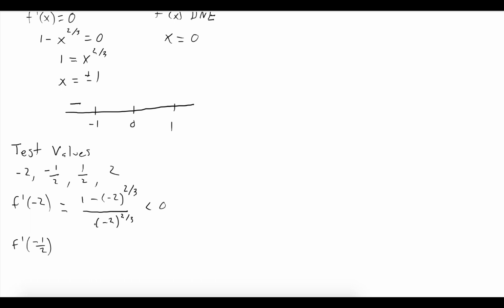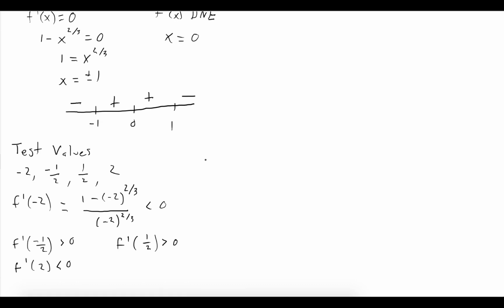And if we were to plug in negative 1/2 into the derivative, we'd get a positive. If you were to plug in positive 1/2 into the derivative, you would also get a positive. So we get positive, positive. And if we were to plug in 2 for x in the derivative, we would get a negative.